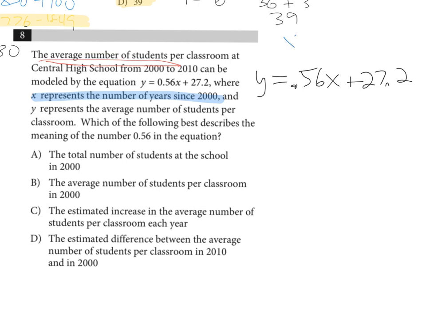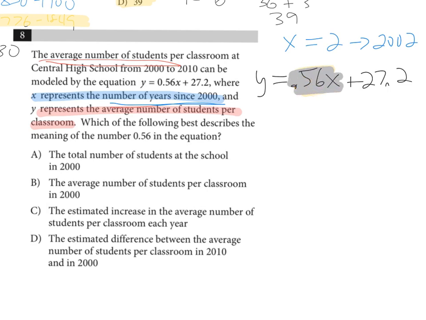So for example, if X is 2, that represents 2 years since the year 2000, or it would represent the year 2002. So if X represents the number of years since 2000, Y represents the average number of students per classroom. Which of the following best describes the meaning of 0.56 in this equation? So we want to know what this 0.56 is.